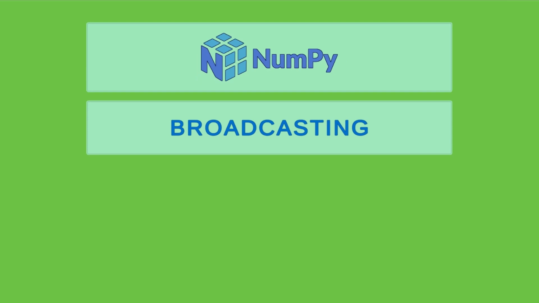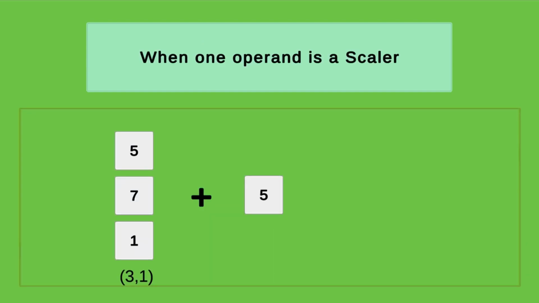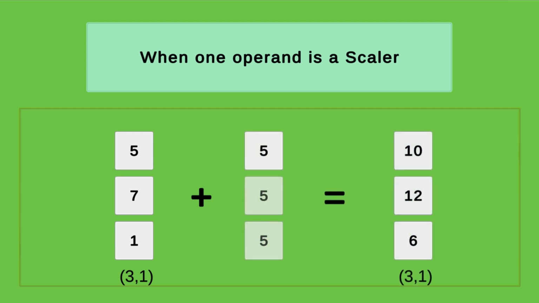On a very basic level, there are two cases. First is when one of the operands is a scalar, that is, one number, and the second is when two arrays have different shapes. When one operand is a scalar, NumPy will just copy the scalar number to match the shape of the other array and do the operation. One thing to note is that NumPy does not make multiple copies of the number. This copying analogy is just for visualization.